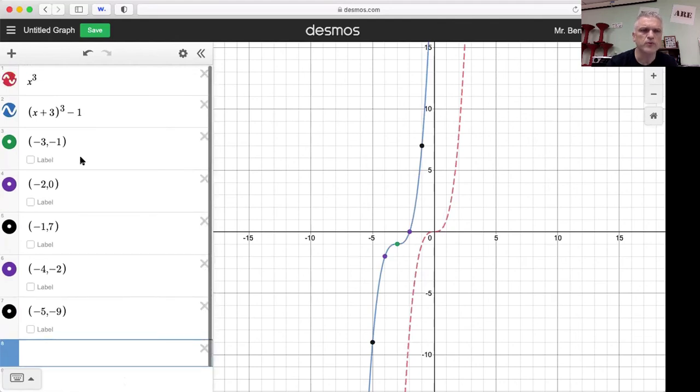So what were our transformations? Our transformations were 3 units left, 1 unit down. No reflection, no stretch, no shrink, okay?